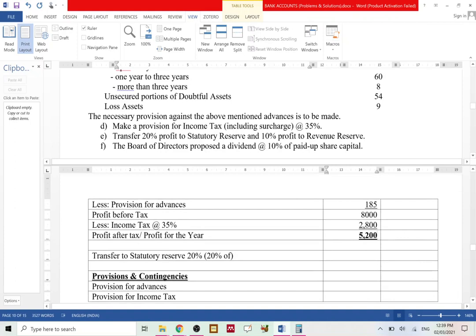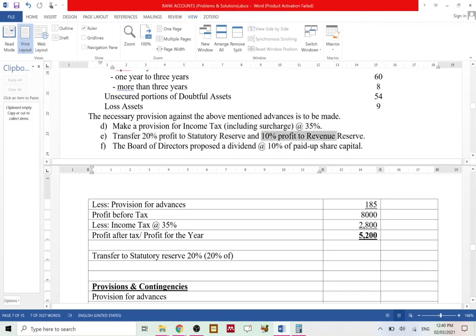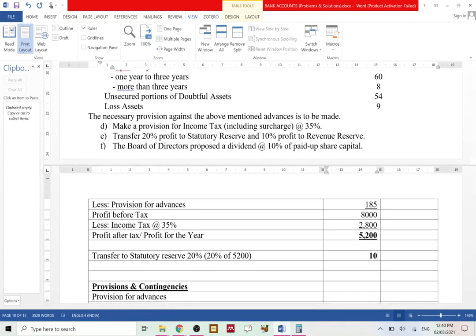Now what we need to do next is see if there are any reserves. See if any amount out of current year's profit needs to be transferred to any particular reserve. Alright. Now we have been given in the problem two types of reserve. One is statutory, which we have to include even if not given, and one is the revenue reserve of 10%. Okay. So let's calculate 20% of 5,200, only the current year's profit. Okay. So this 20% is 1040.